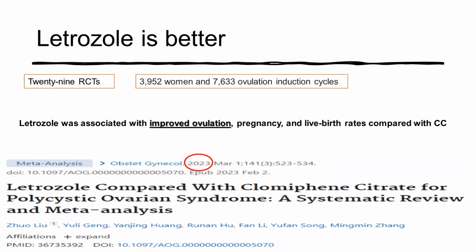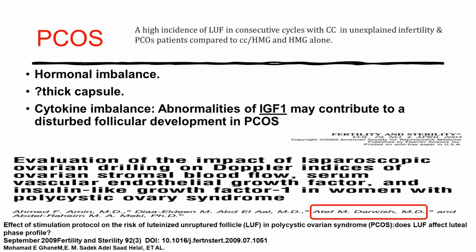That's why a recent randomized control trial found that letrozole is better than clomiphene citrate in treating patients with polycystic ovary, and this was based on an analysis of 29 randomized control studies. In patients with polycystic ovary, there is a high incidence of LUF in consecutive cycles with clomiphene citrate in unexplained and polycystic ovarian patients, compared to clomiphene citrate with HMG or HMG alone.